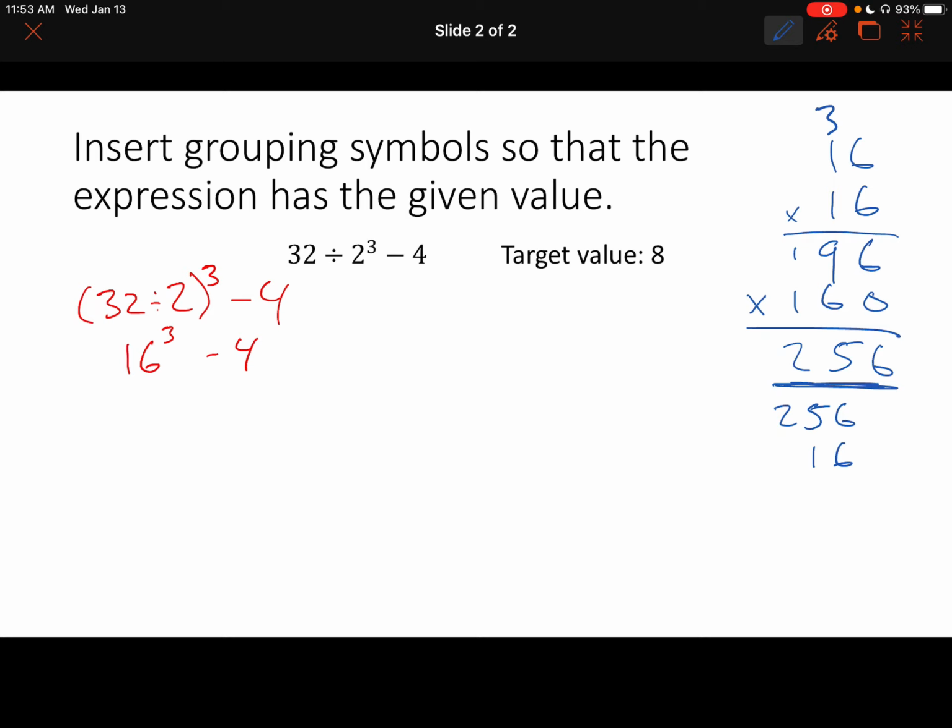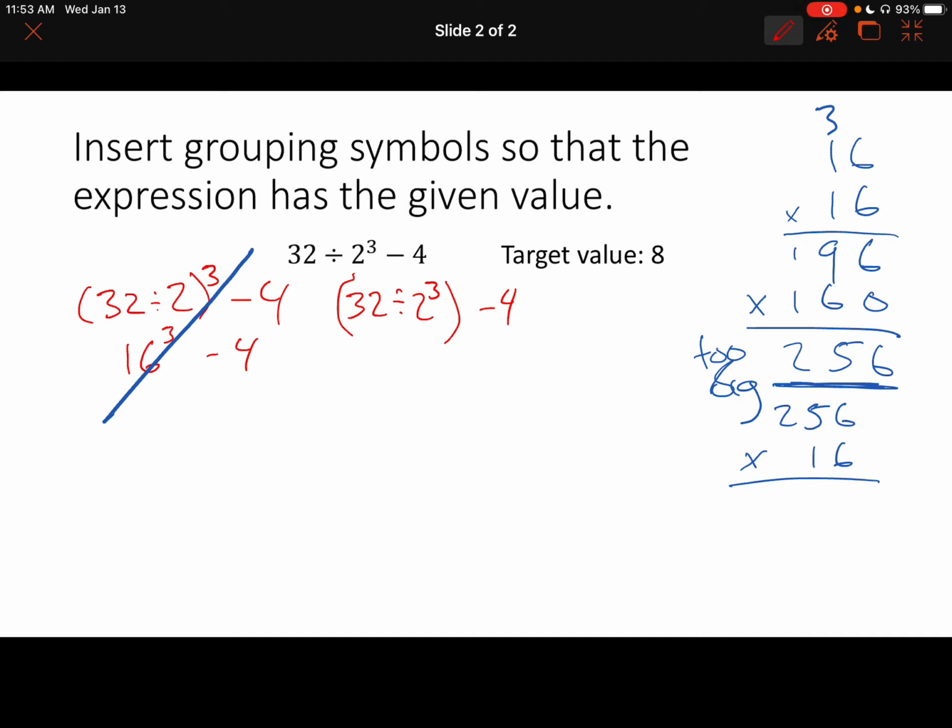But we're not done. We've got to multiply that by 16 again to get to the third power, 256 times 16. You know what? This is a really big number. And when you subtract 4 from a really big number, it's still really big. You're still not going to get 8. So we can actually stop here. We don't need to do this multiplication down here. This is unnecessary. We already know this is too big, so this one is no good.